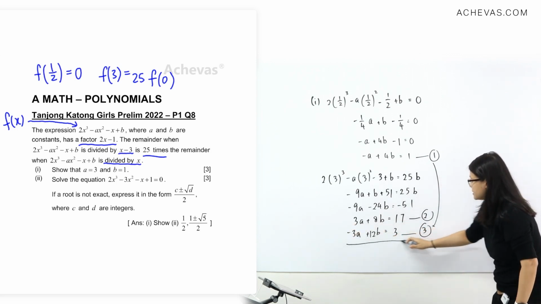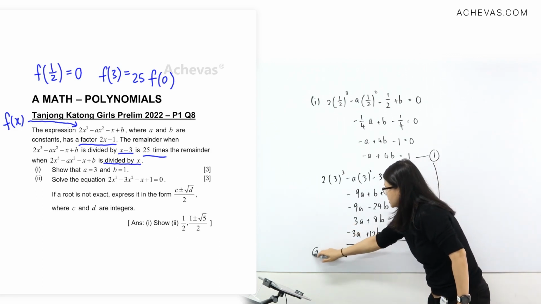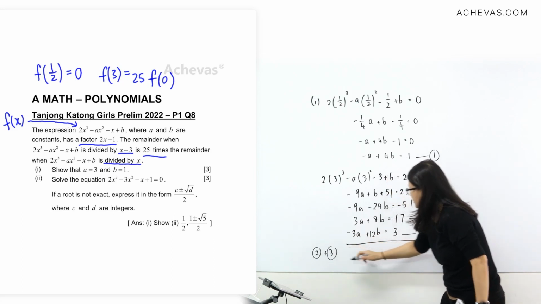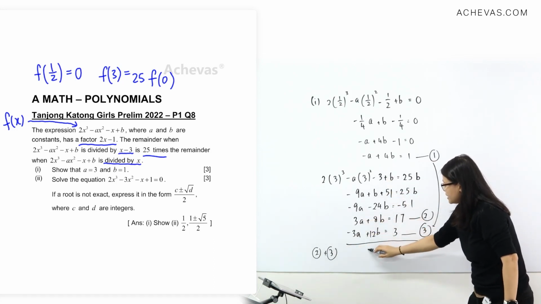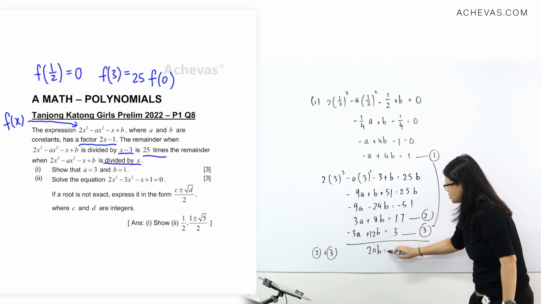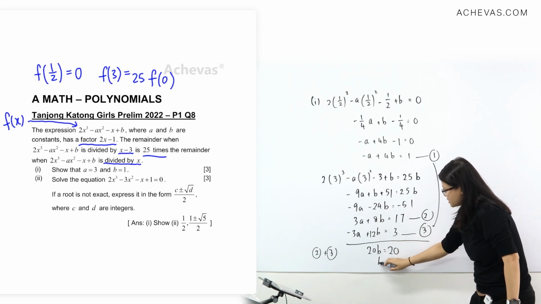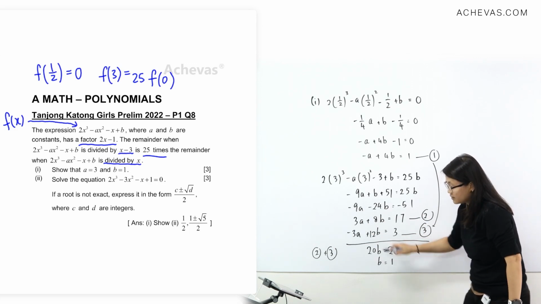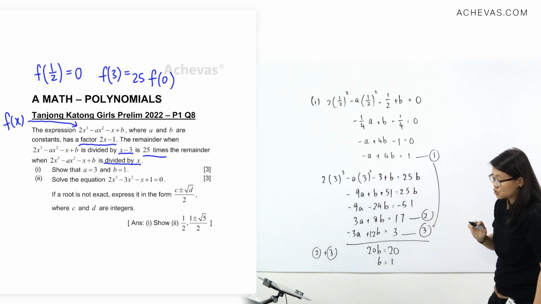So I'm going to add 2 plus 3. So this one's gone. Let me add here. So I have 20b equals 20, which means b must be 1. So a equals 3, b equals 1.